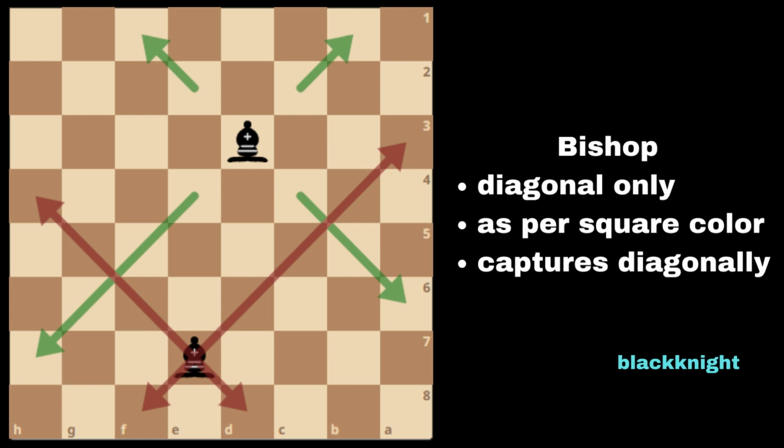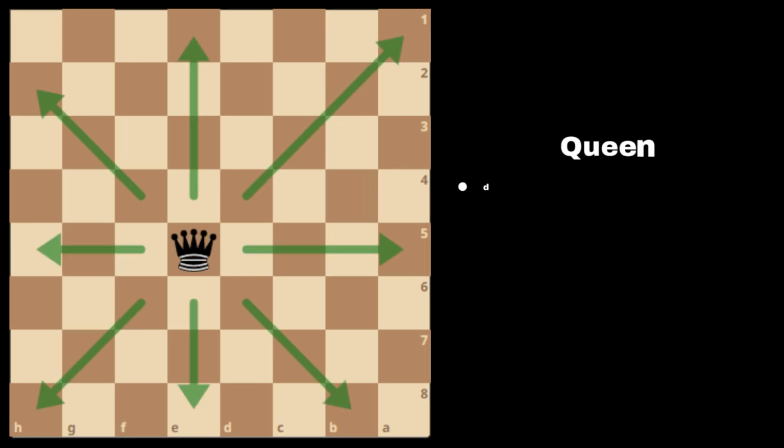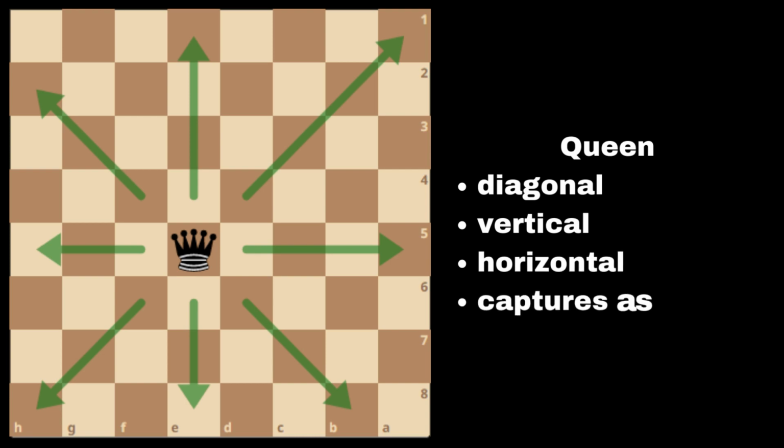The queen, it can cover both diagonal to horizontal and vertical squares regardless of color and number of squares. It's like a combination of two bishops and rook way of movement. The queen's way of capturing an enemy piece is by its way of movement itself.